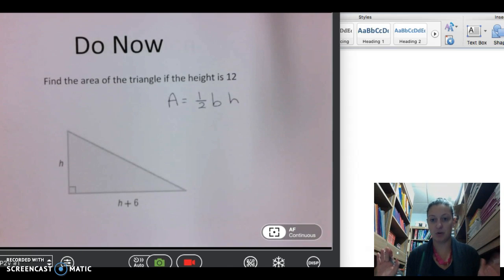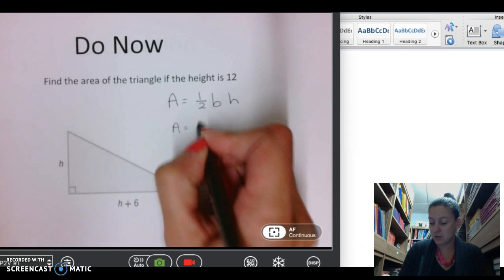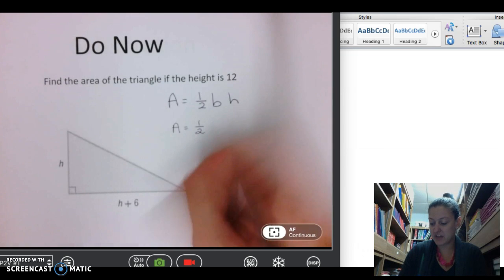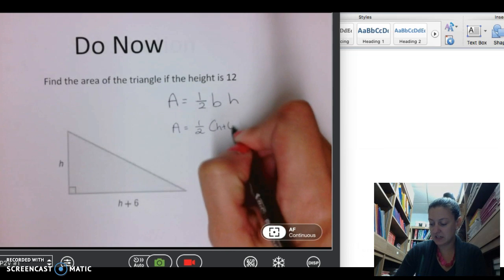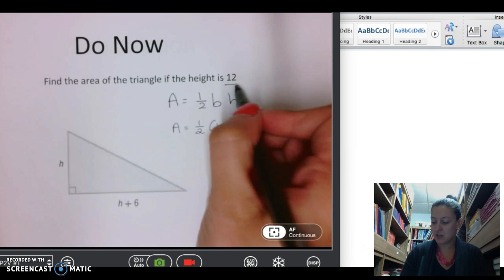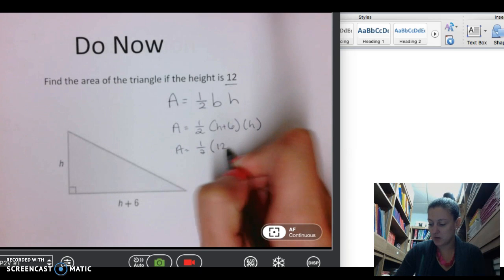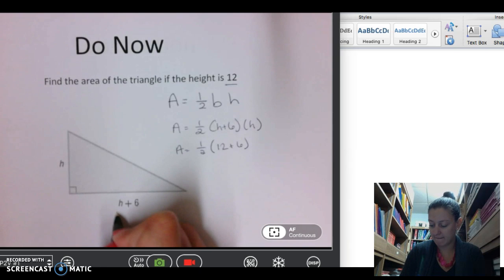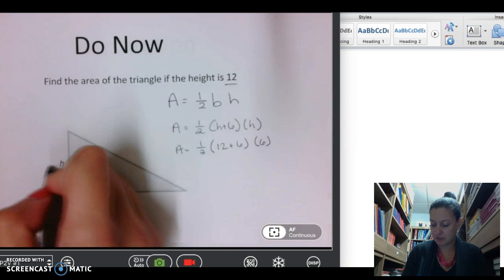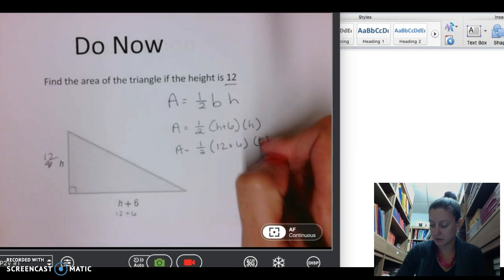Remember, make sure everything gets in your notebook. Area equals 1/2. We're going to say that the base is h plus 6 and the height is just h. So if I plug in 12, it's going to be 1/2 of 12 plus 6 times 12. Oh, I'm sorry, 12, because h is 12.